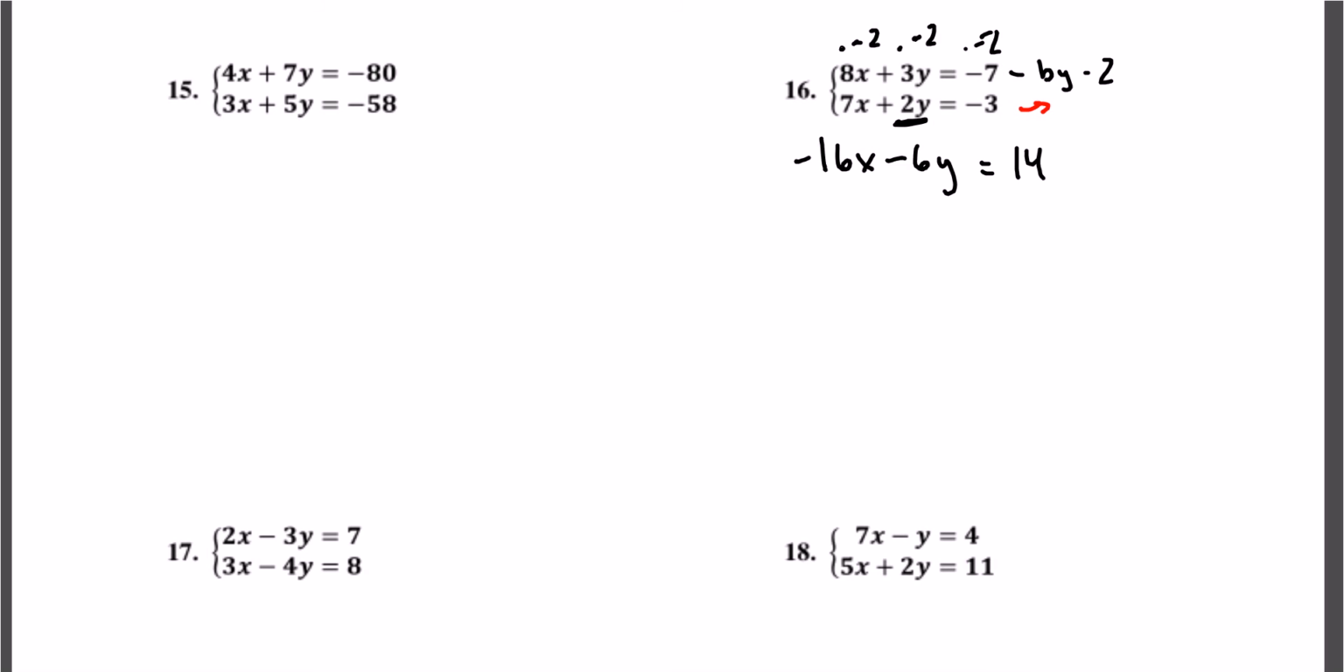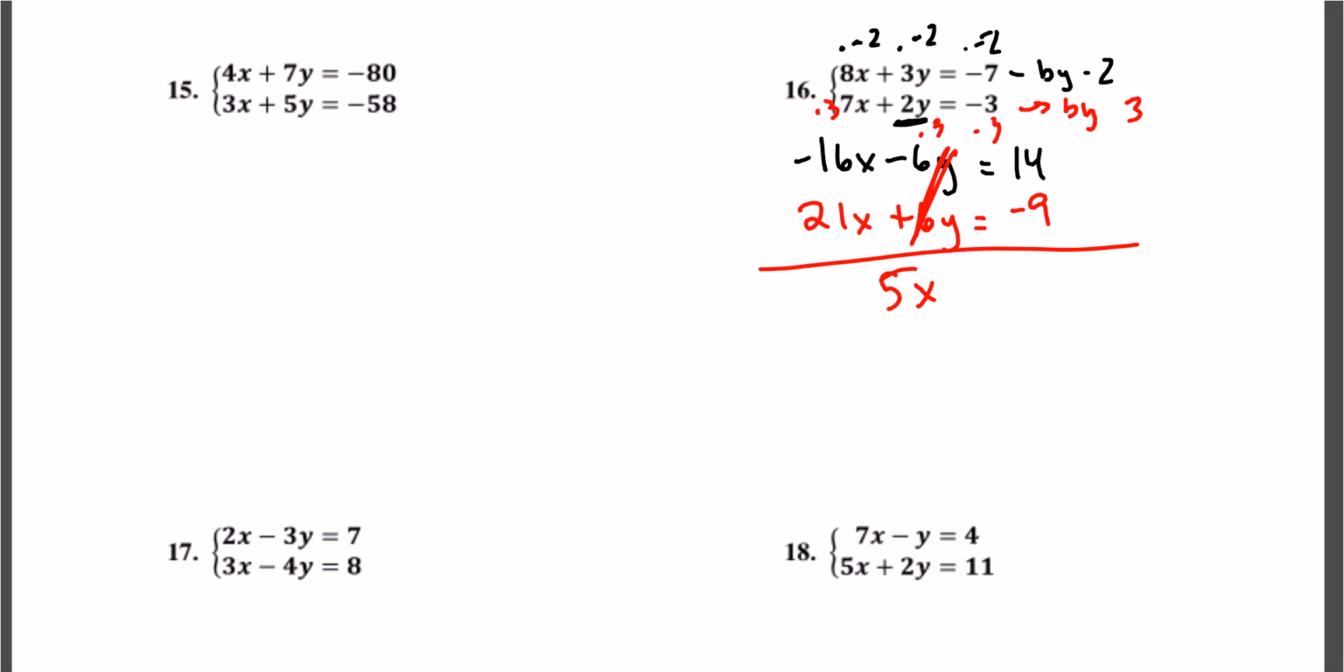Now the bottom, I'm going to multiply the bottom by positive 3. So this by 3, this by 3, this by 3. I end up with 21x plus 6y equals negative 9. I end up with 5x, because the y's cancel, equals 5. That means x equals 1. I'm going to take that 1 and plug it into the bottom x, but you can plug in the top x, it doesn't matter.